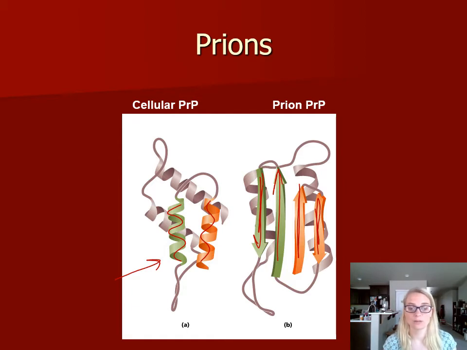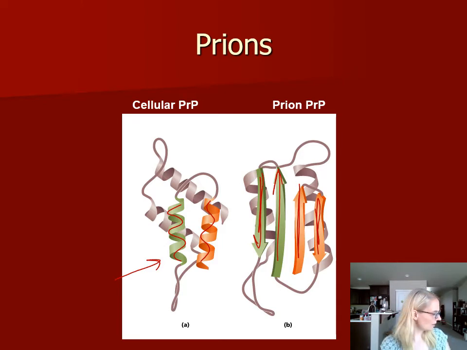So they kind of looked at it three-dimensionally, and they're like, well, maybe that has something to do with these neurological disorders. They're like, okay, so we're finding the affected protein. It's this prion protein as opposed to the cellular protein. But how does it replicate?